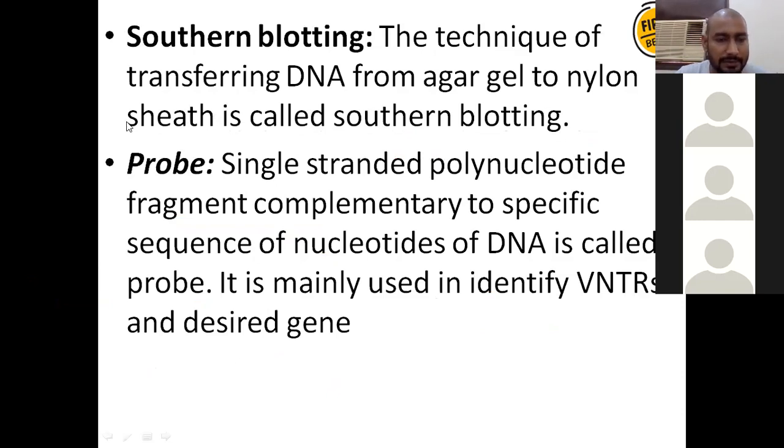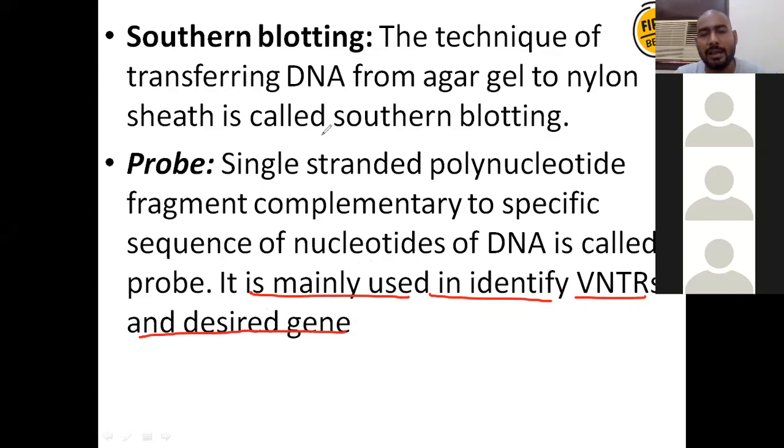Southern blotting is a very simple concept. The technique of transferring DNA from agar gel to the nylon sheet is called Southern blotting. A probe is a single stranded polynucleotide fragment complementary to a specific nucleotide sequence of DNA. It is mainly used to identify the location of VNTR, variable number of tandem repeats, and desired genes. So the probe is a very important thing.